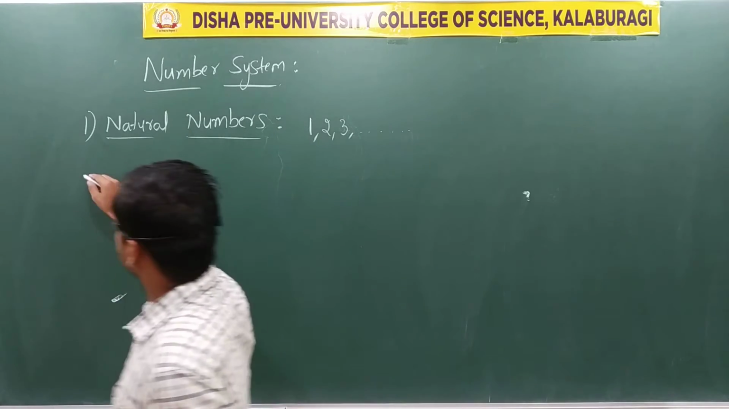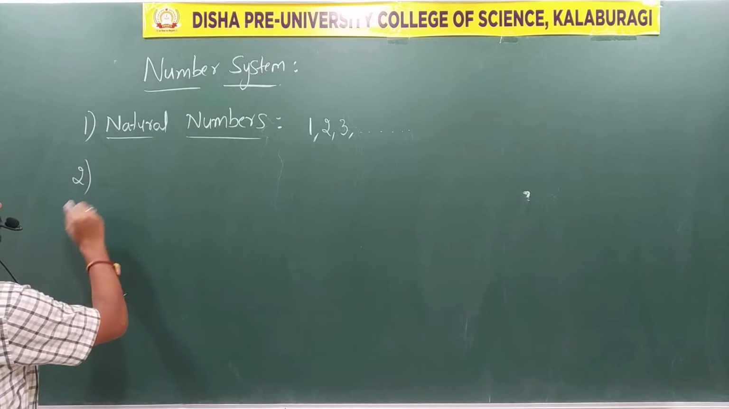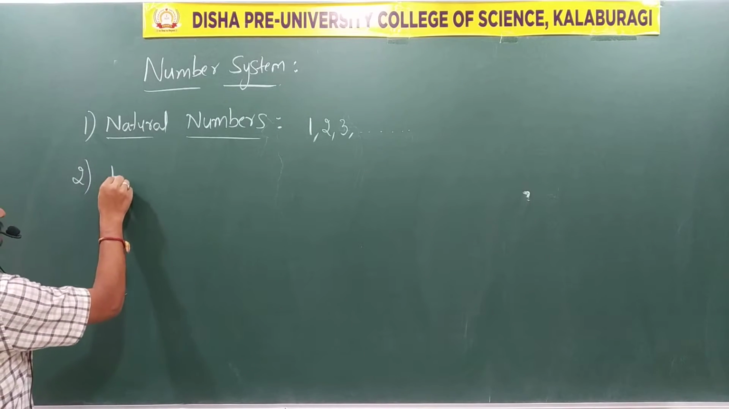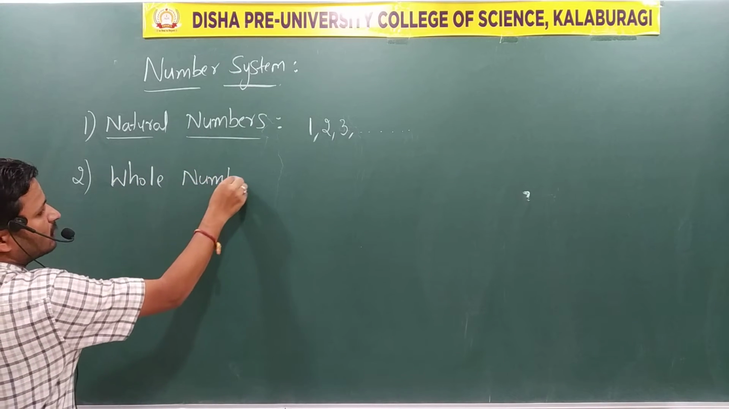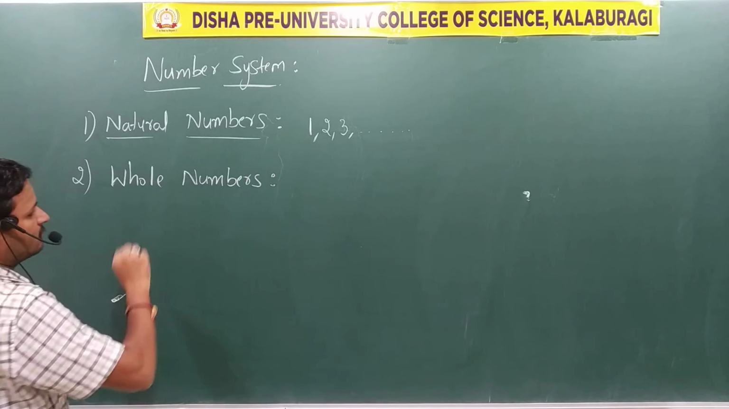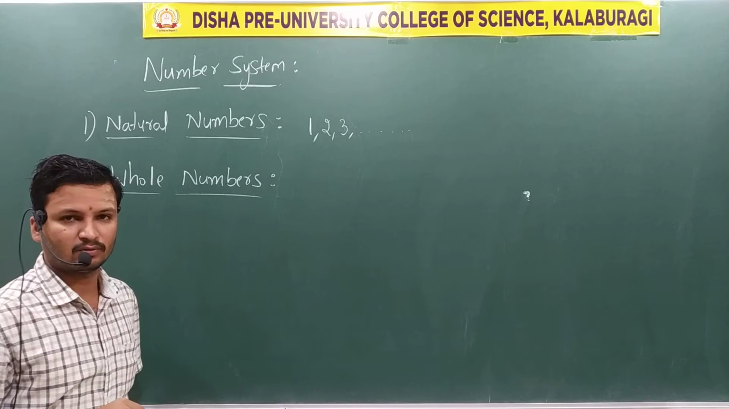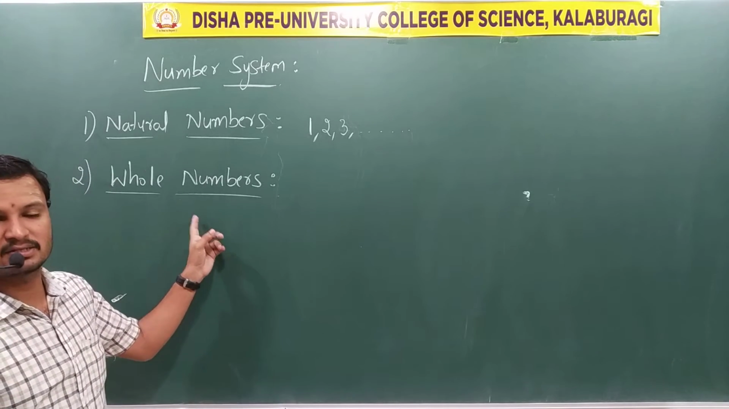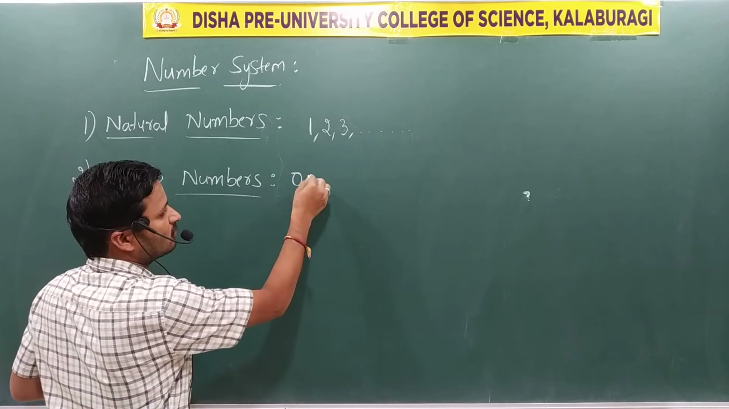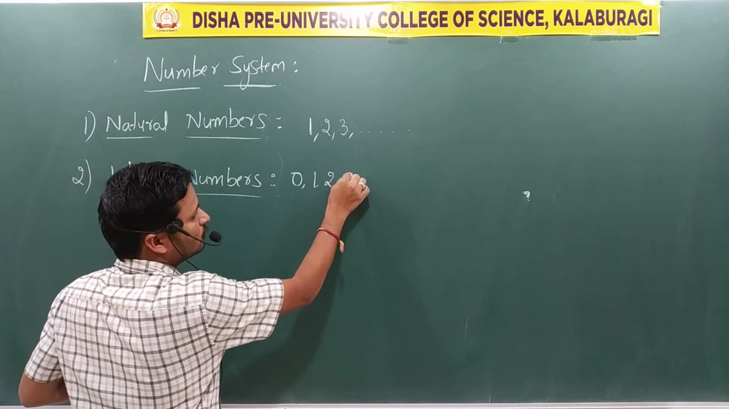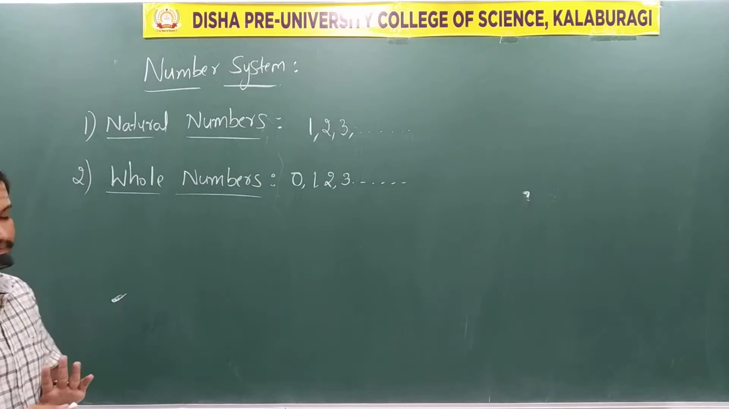And second, whole numbers. Whole numbers are nothing but natural numbers including 0. So 0, 1, 2, 3 and so on. These are all whole numbers.